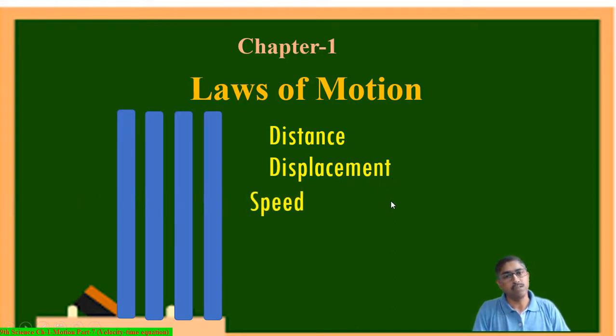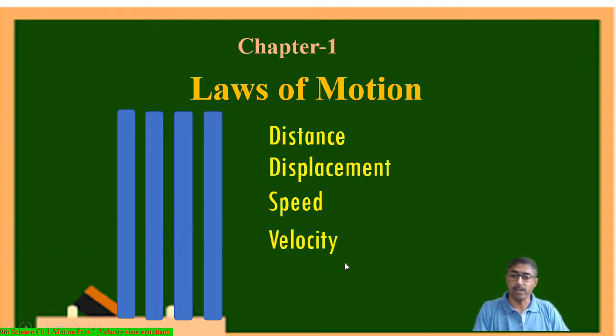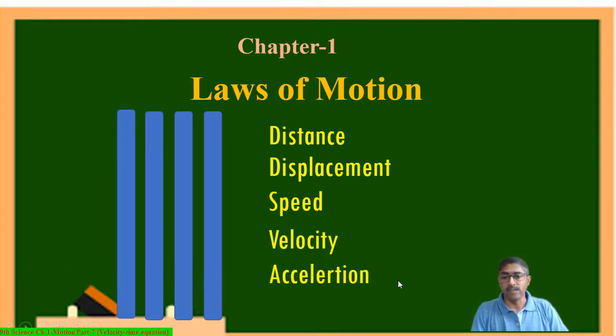Afterwards we have seen speed. What is speed? Speed is nothing but distance upon time, that means the distance covered per unit time. Afterwards we have seen velocity. What is velocity? Displacement per unit time is velocity. Afterwards we have seen acceleration. Acceleration is the change in velocity per unit time, that means the final velocity minus initial velocity divided by time.